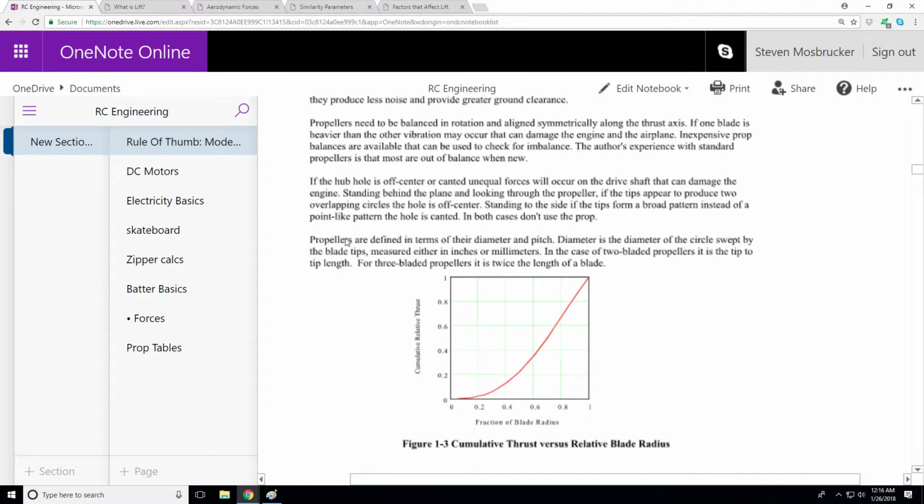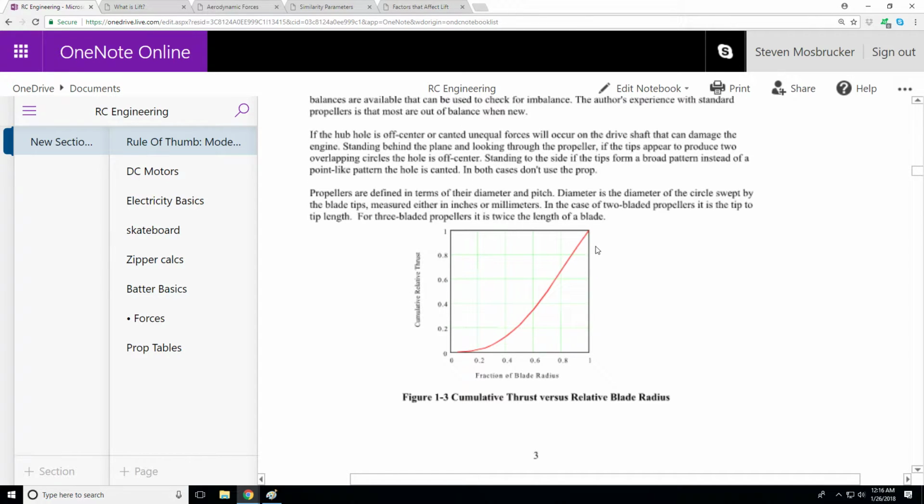So here, as we know, propellers are defined in terms of their diameter and pitch. Both are written on the blade. Sometimes they're in inches, sometimes they're in millimeters. So the diameter is the total diameter of the blades, which is the total length of the blades. And also it's the diameter of the circle that is swept by the blade tips. It's in either inches or millimeters.